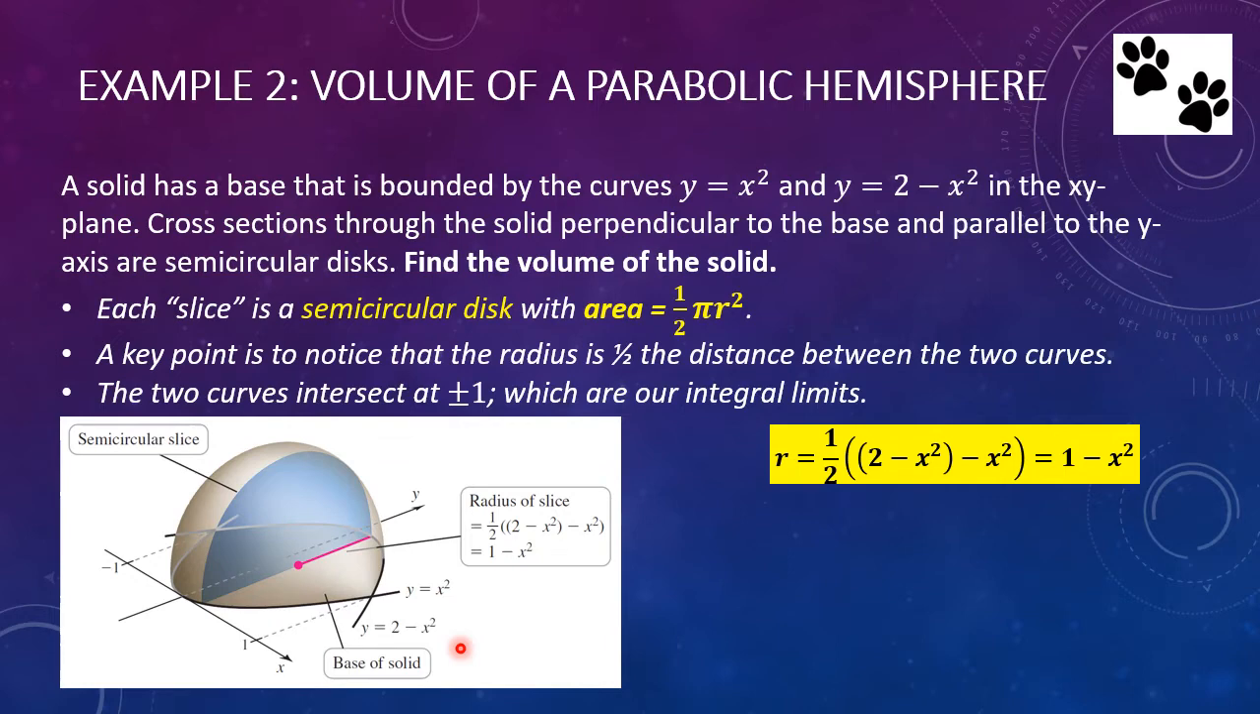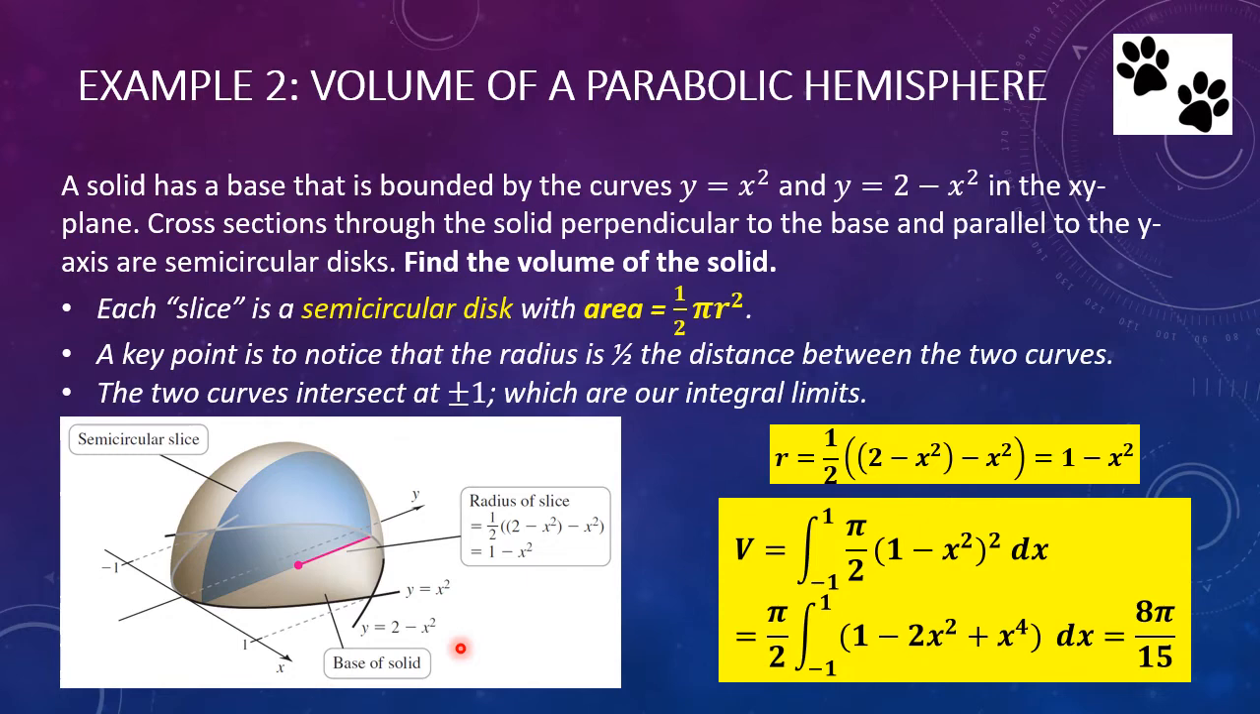So if we set up our integral, we get volume equals the integral from -1 to 1 of pi over 2 times 1 minus x squared, squared. So this is 1/2 pi r squared. This is very similar to what we did before. The only difference here is that we're multiplying the whole thing times pi over 2 between -1 and 1. Again, a pretty simple integral to solve, and we end up with the answer 8 pi over 15. I'm assuming that you can solve this integral. It's a simple polynomial integral.